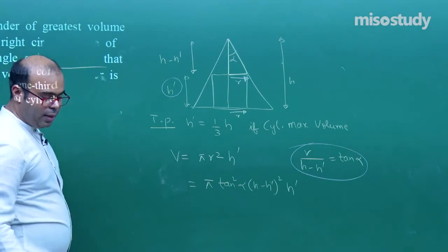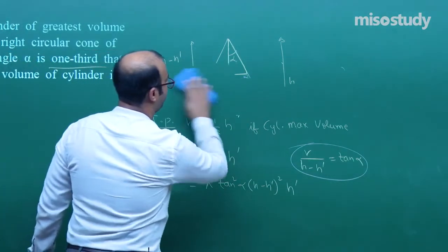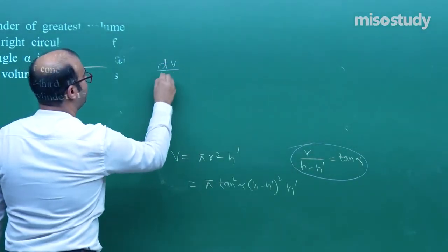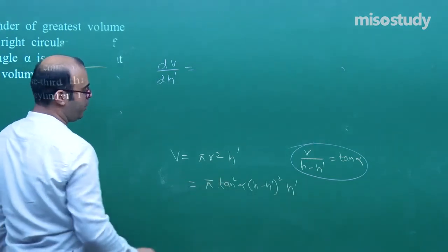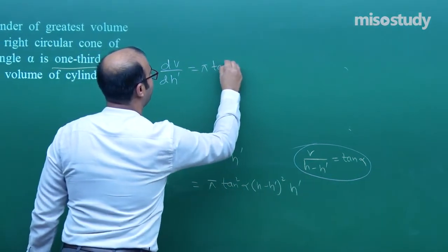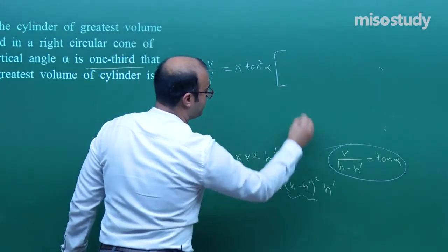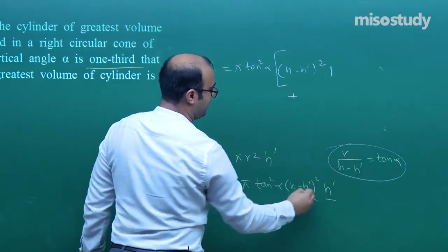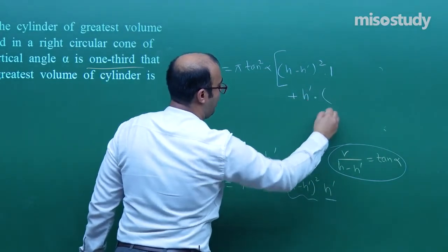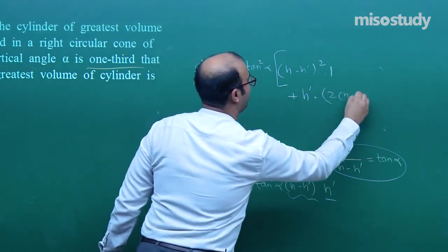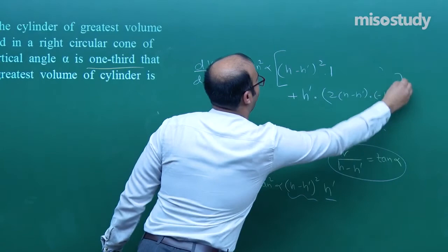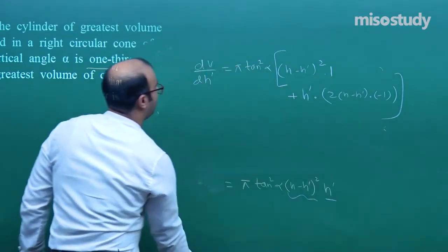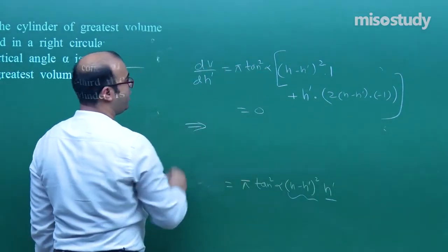So if we want to find the maximum volume, what do we have to do now? We have to simply differentiate this V with respect to h dash. When we differentiate it with respect to h dash, pi tan square alpha is outside. Let us take this as the first term, h minus h dash whole square. Differentiation of this is 1, plus let us take this as the constant, and differentiation of this is twice of h minus h dash into minus 1. This is what we are getting, product rule. Now let us equate this equal to 0 for the critical point.